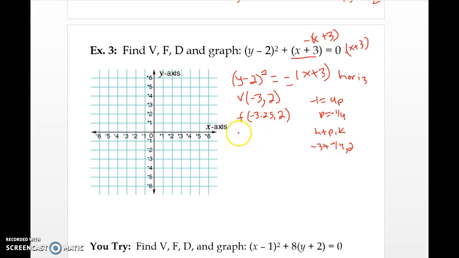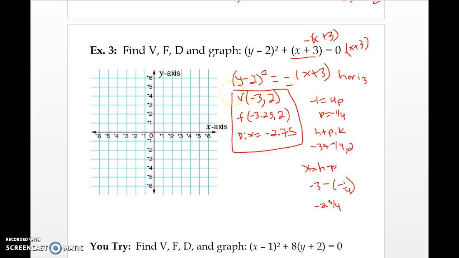That's fine. And your directrix, because it's horizontal, it's going to be x equals h minus p. So it's -3 minus -1/4. Two negatives make a positive, and that is -2 3/4, or -2.75. So you found all your stuff.